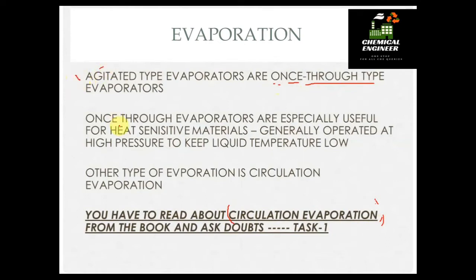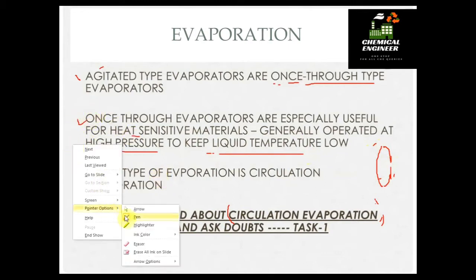And what are once through evaporators? Once through evaporators are especially useful for heat sensitive material. They are generally operated at high pressure to keep the liquid temperature low. Once through evaporation means the column for the evaporation is a single column having one input, the feed, and the vapor and liquid come out in a single pass. So this type of evaporator is a once through evaporator.